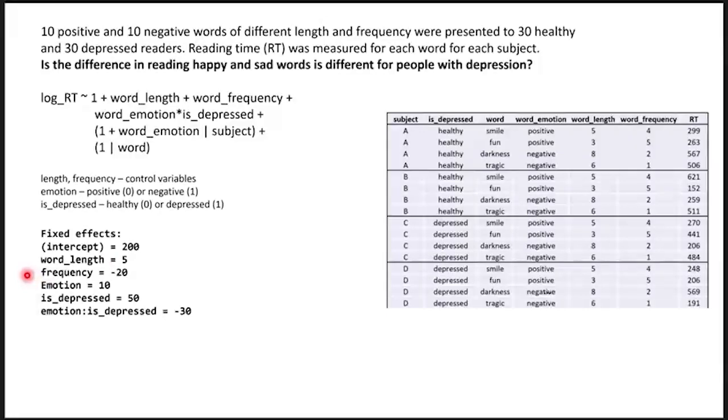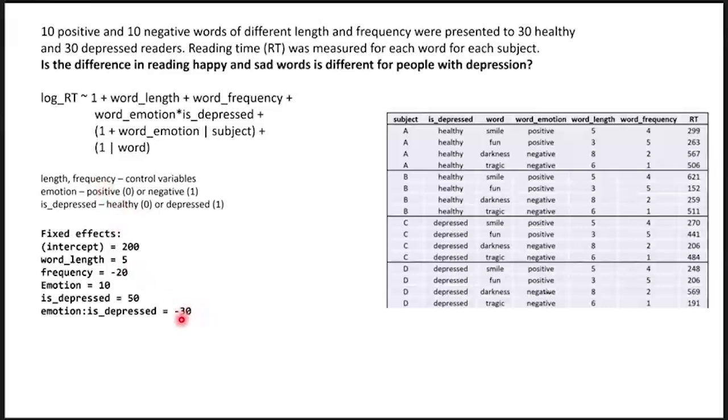This is where it gets interesting. So for emotion we get 10 milliseconds extra reading time to move from positive to negative. But we only get it for the healthy population because that's the reference group. So the healthy population takes 10 milliseconds more to read negative words compared to positive words. Okay, that's how we interpret this. Is depressed gets 50 milliseconds more. So this means 50 milliseconds more for the depressed population compared to the healthy population, but only for positive words, right? Because it's when everything else is zero.